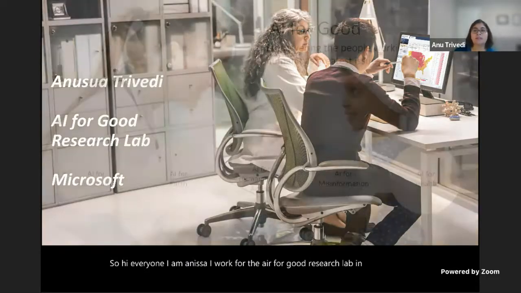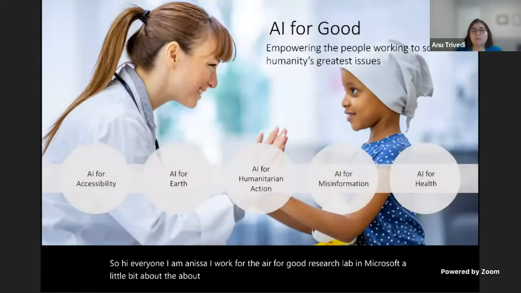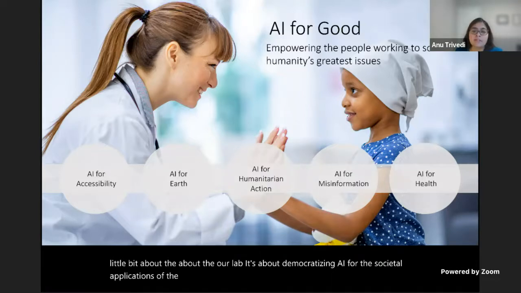A little bit about our lab. It's about democratizing AI for the societal applications of the problems, and there are several different verticals that we have been focusing on. For example, AI for accessibility.